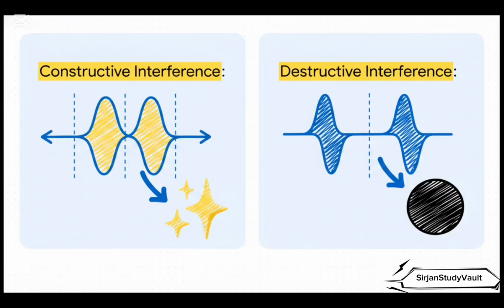So if the peak of one wave meets the peak of another, they're in step. They add together to make an even bigger peak. We call that constructive interference, and in our experiment, that's what creates a bright spot. But if a peak from one wave meets the valley or trough from another, they're out of step. They completely cancel each other out. Poof, nothing. And that's destructive interference, which creates the dark spots.